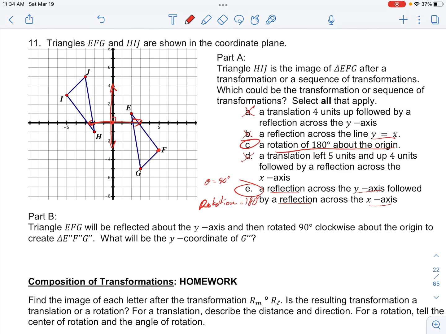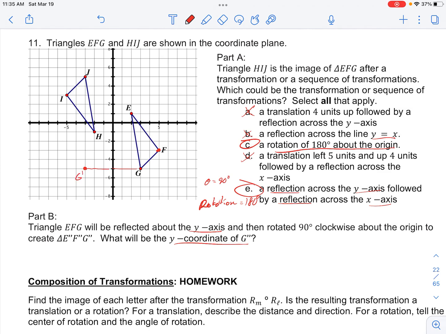And now for part B. So we want the new y-coordinate of G double prime after a reflection across the y-axis. So G double prime, or first just G prime, reflection across the y-axis. So if it's 3 away from the y-axis, we come out 3 in this direction. We bring it to negative 3, comma negative 5.